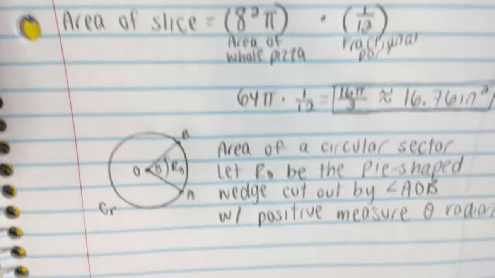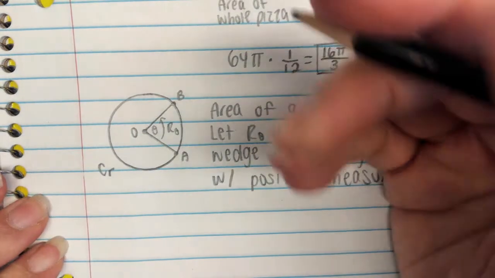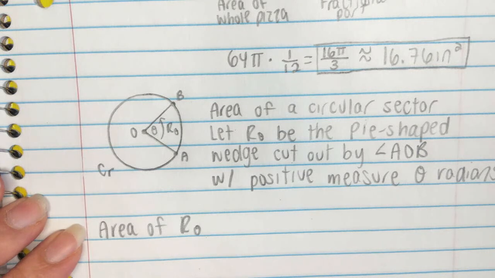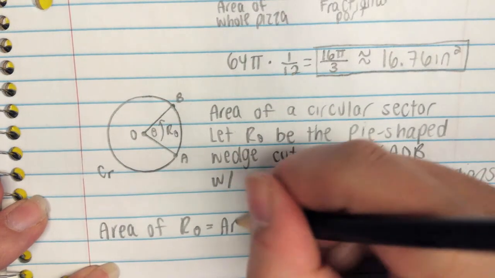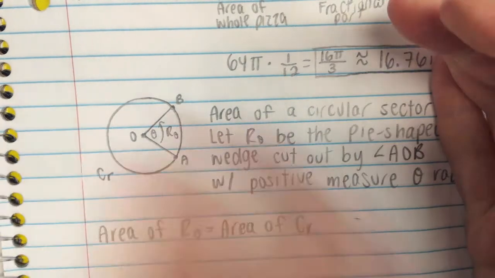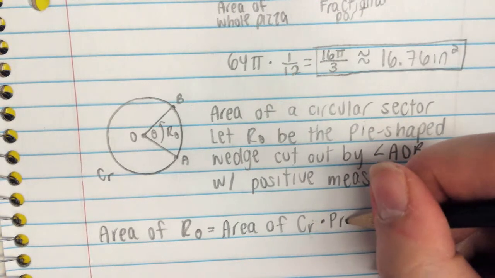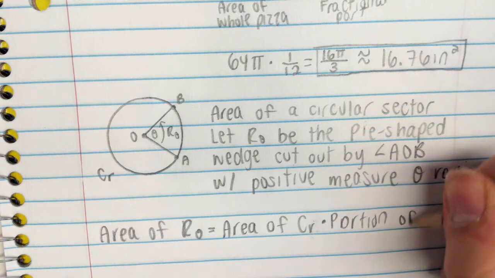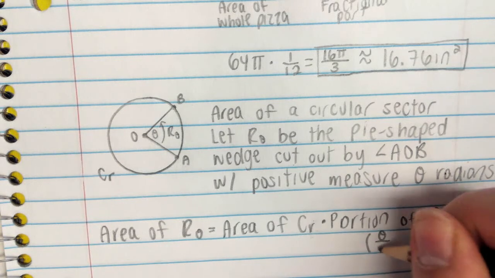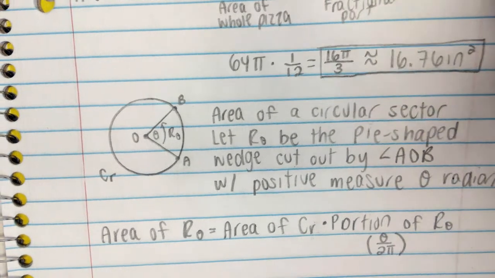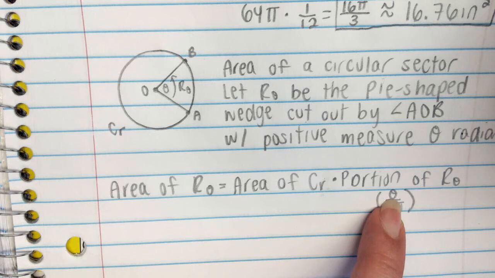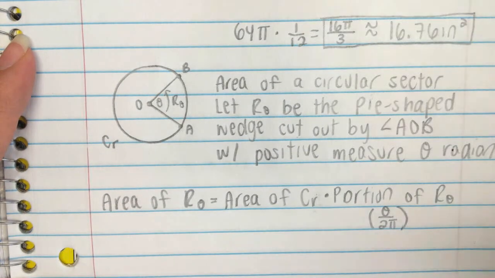Okay, so this is kind of just visually showing everything, again, in a different way. So if I wanted to find the area of r sub theta, it would be the area of the circle C sub r, and I'll keep it little r to keep it consistent here, times the portion of it that r sub theta is. And again, remembering theta over 2 pi. But that's the whole, right? If the whole thing is 2 pi, you've got to write whatever portion it is of it. Okay? So that's that when it comes to area of wedges.